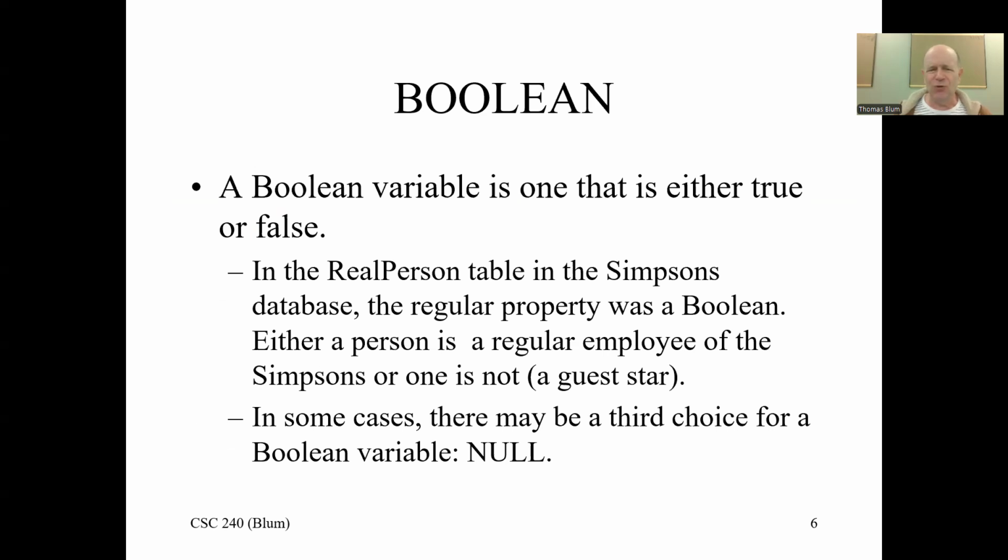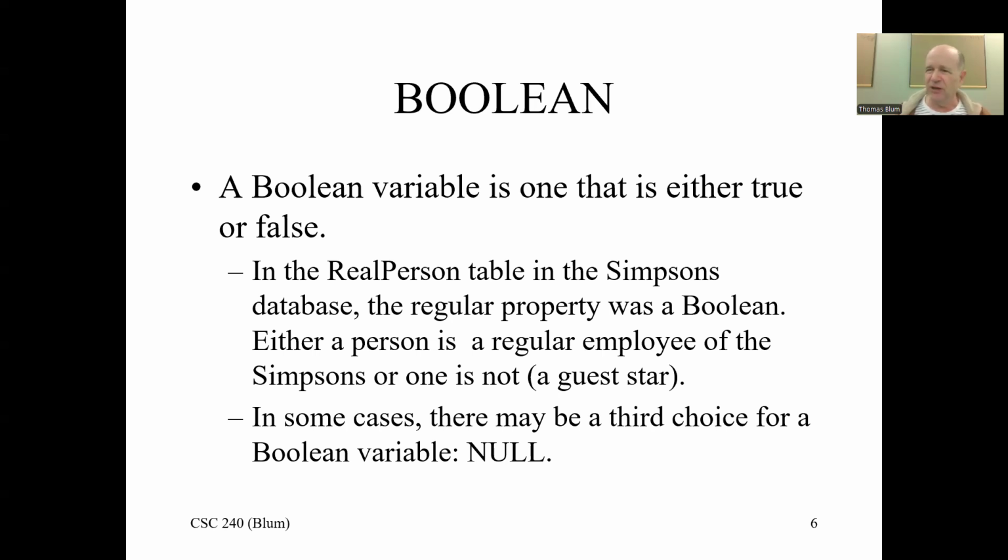Boolean is something that's true or false. So one of the databases I tend to talk about is a database for the Simpsons TV show. And then you have real people who voice characters, and some of them are the regular characters that appear all the time. So these are people who are always working for The Simpsons, and then you have guest stars. So there might be an attribute that says whether they are a regular or a guest star.